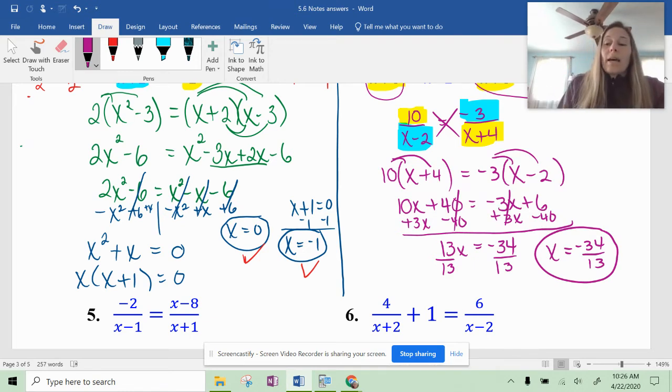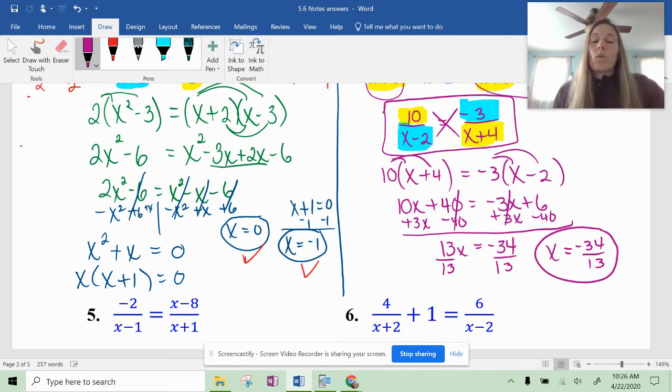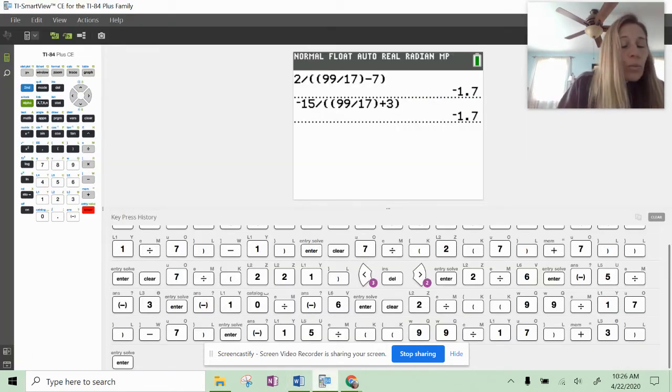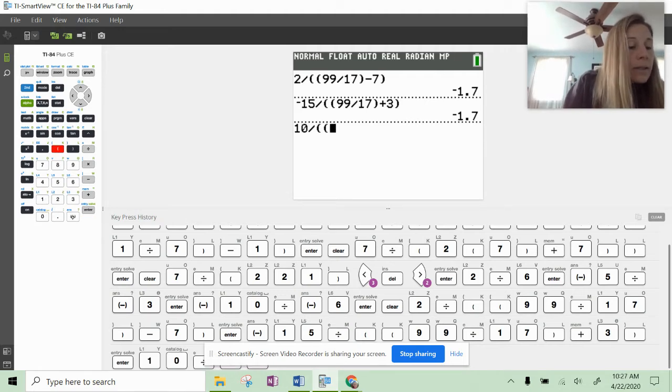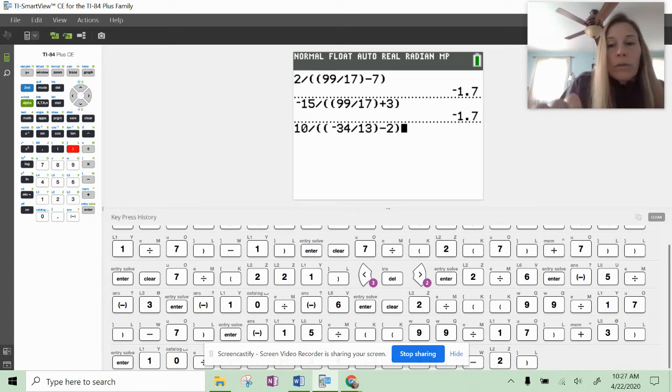So now I want to test that, check it, right? So I'm just going to use my more simplified equation there. It's a little bit easier to check in that format. So when I go to my calculator, because I have to put this weird number in here, I have 10 divided by, and then my x is the negative 34 over 13. And then I'm going to minus 2 from that. So that would be what that first half looks like.